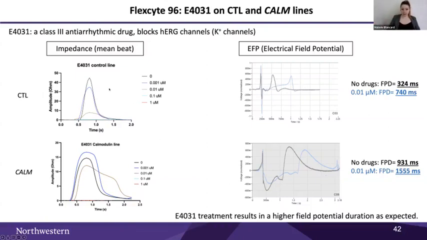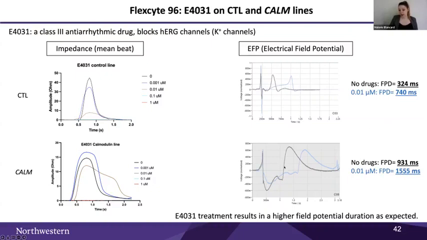Regarding the impedance, we were able, not for the control, but for the calmodulin line, to see that it definitely had an impact on the repolarization at 0.01 micromolar. And for the EFP, black is baseline, no drug, and blue is the addition of the drug. It's an actual screenshot from the machine, so the machine does that for you. When we added 0.1 micromolar, we saw the prolongation of the repolarization. It switched from 300 to 700.